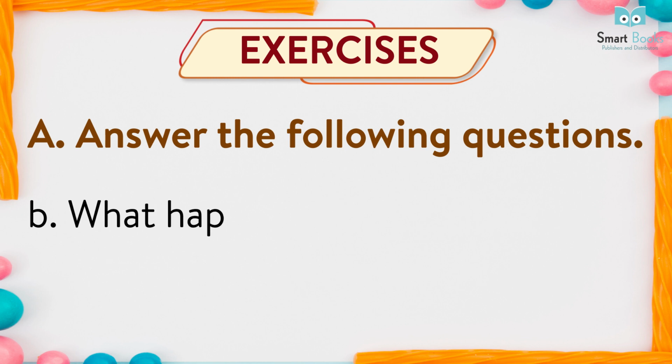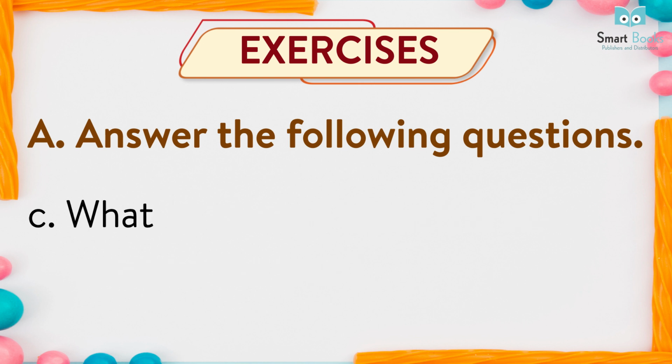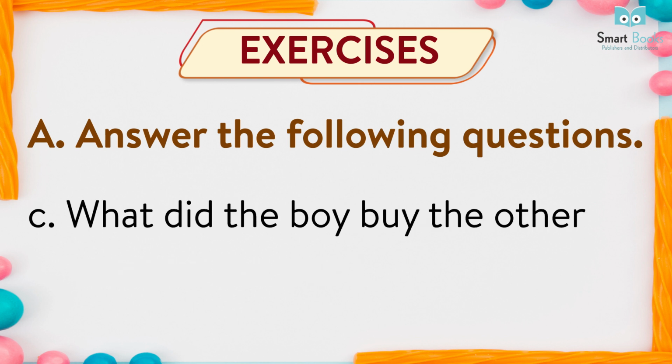B. What happened when the kite reached the tree? Answer: The kite got stuck in the branches of the tree. C. What did the boy buy the other day? Answer: The boy bought a pretty kite the other day.